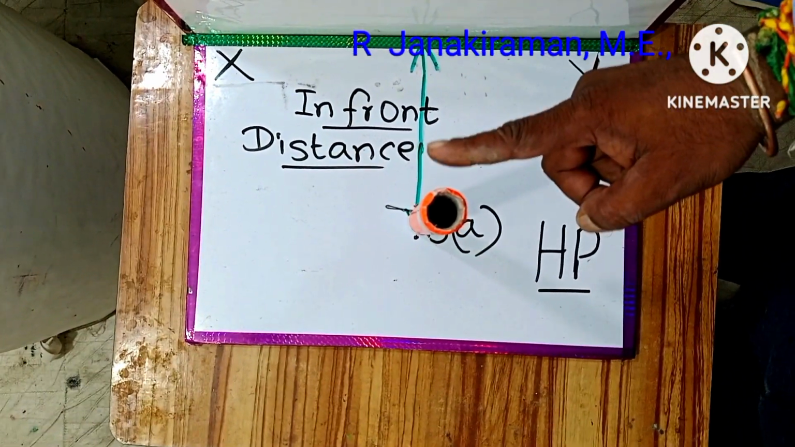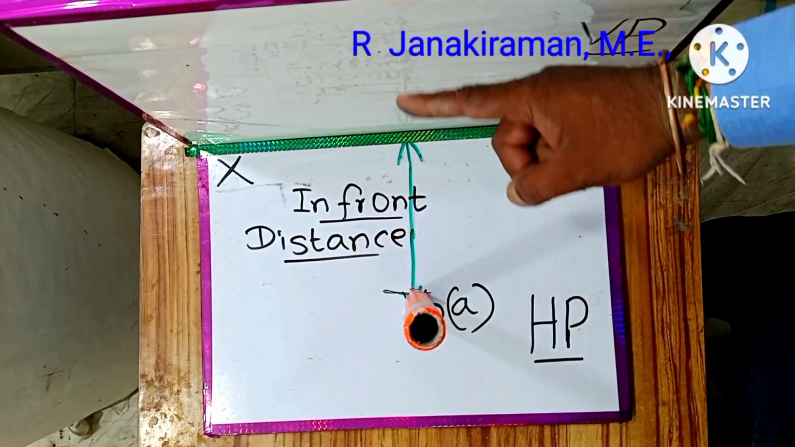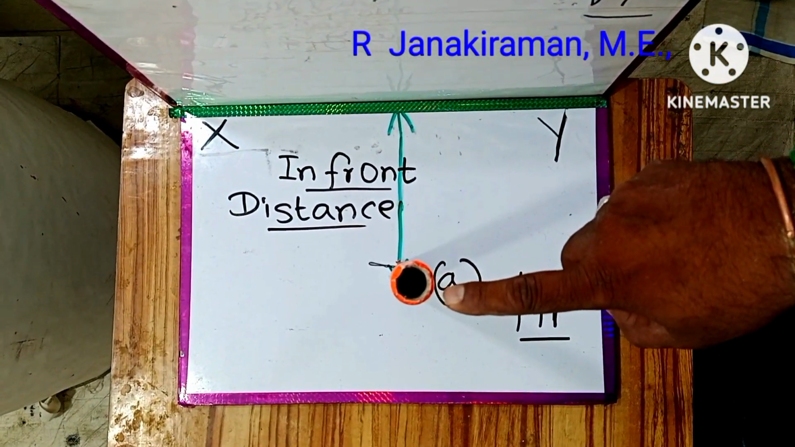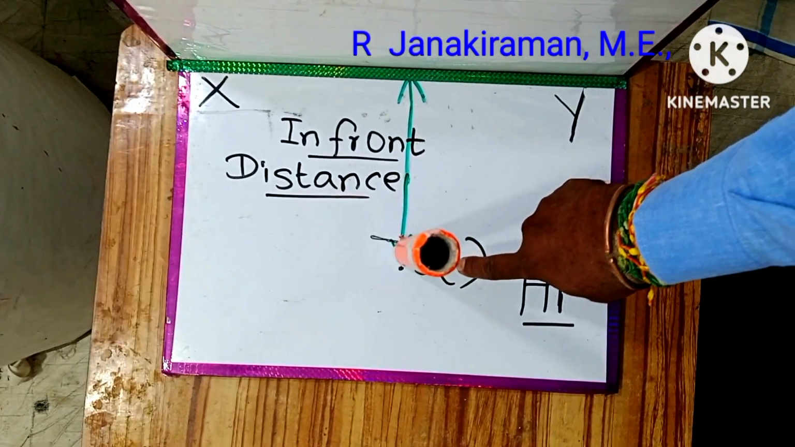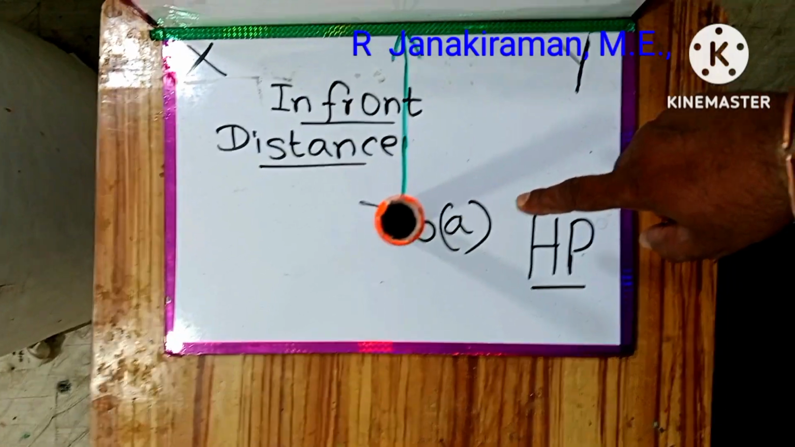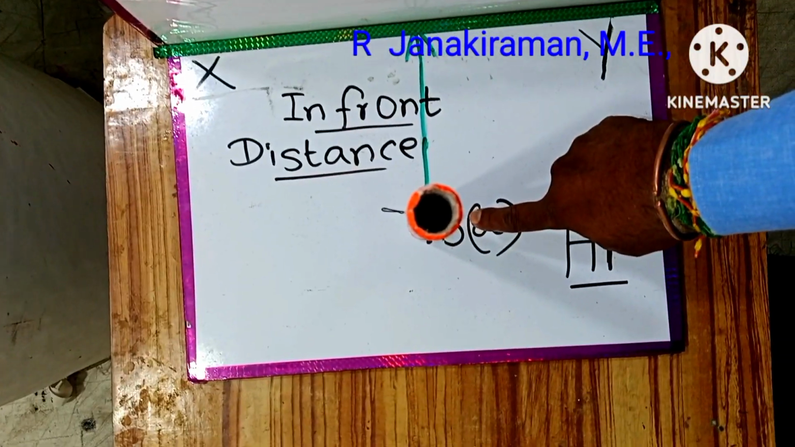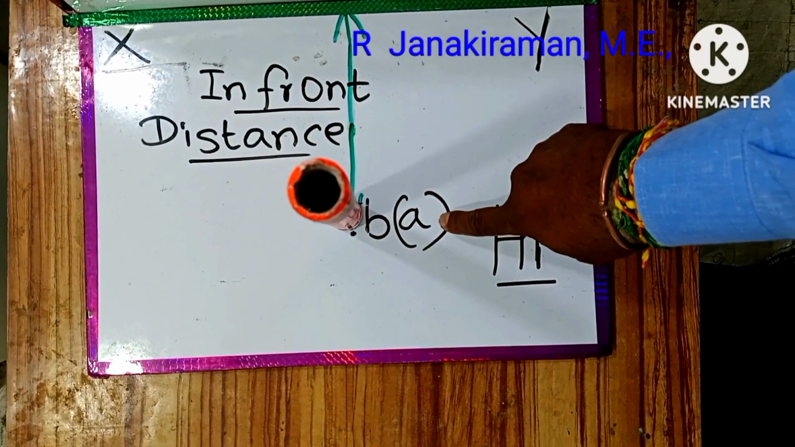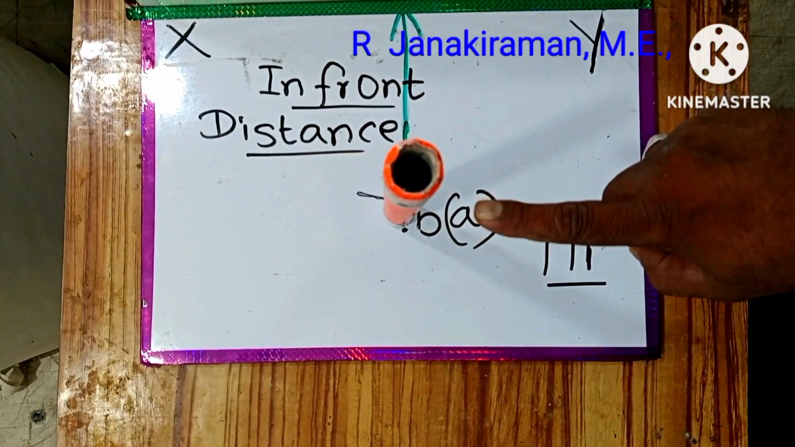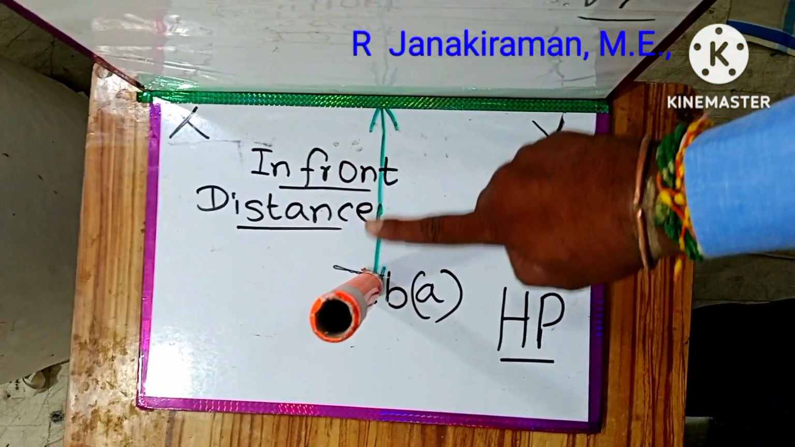Top view will have distance called in front of VP. Distance in front of VP. This is point B, projected on the horizontal plane, marked as B. Okay, and the merged point with B will be A. Okay, bottom end point is A, that is written in bracket. Both lie on the same projection line. As the line is perpendicular to HP, we'll have a top view distance in front of VP.